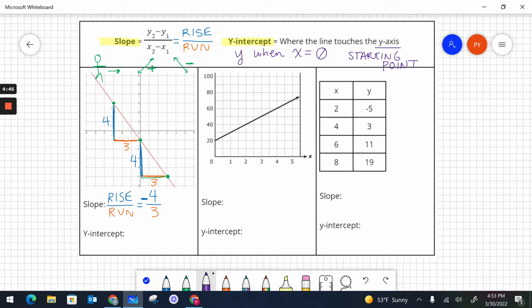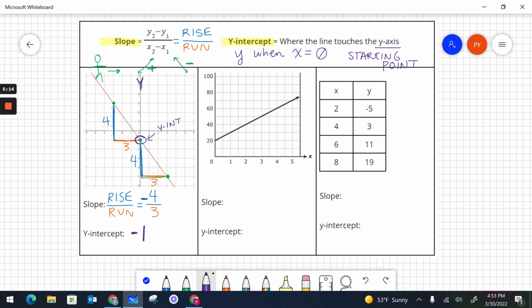The y-intercept is where the line touches the y-axis. The y-axis is this vertical line right in the middle of our graph. The red line touches that y-axis right here. That y value right there, I'm going to label this. This is the y-intercept. That y value is -1, so my y-intercept is -1.